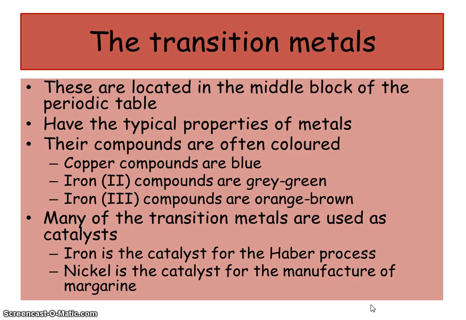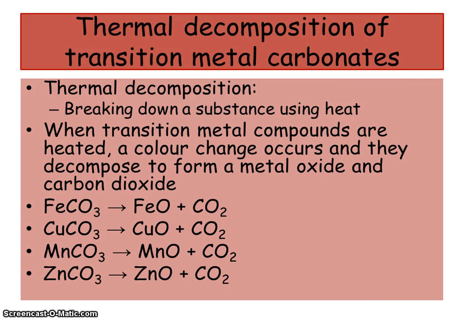Many of the transition metals are used as catalysts, and if you remember, a catalyst helps to increase the rate of a reaction. So for instance, iron is the catalyst for the Haber process, and that's all to do with nitrogen and hydrogen being joined together to make ammonia. Nickel is a catalyst for the manufacture of margarine, so there's another example that you could use.